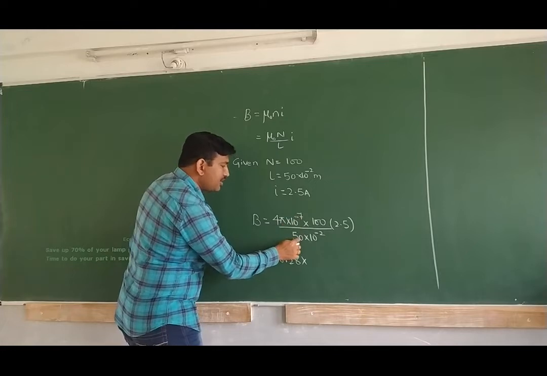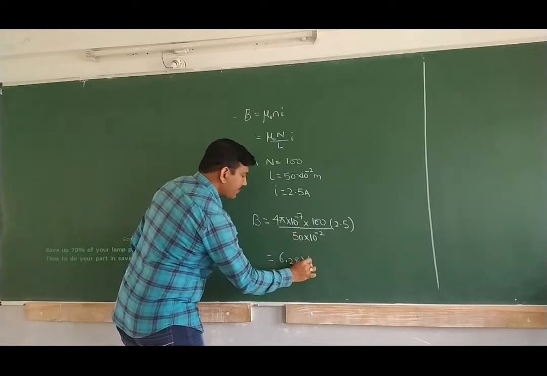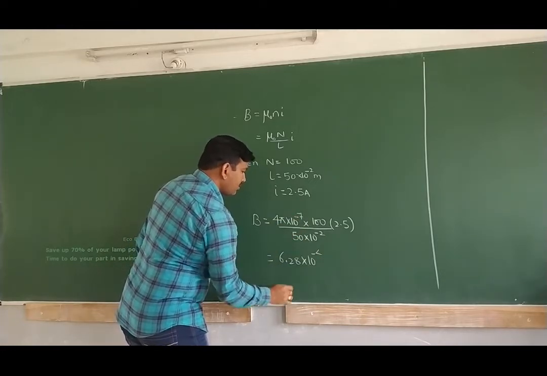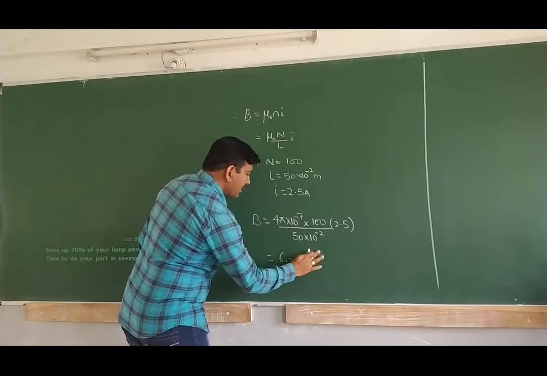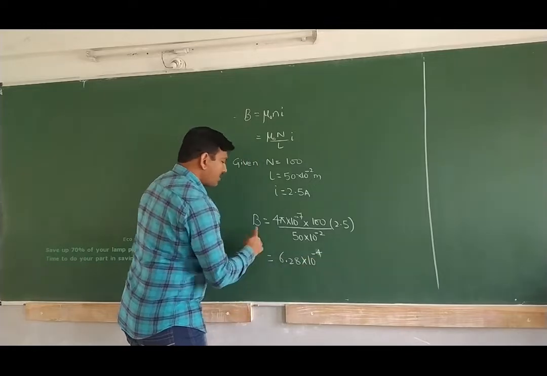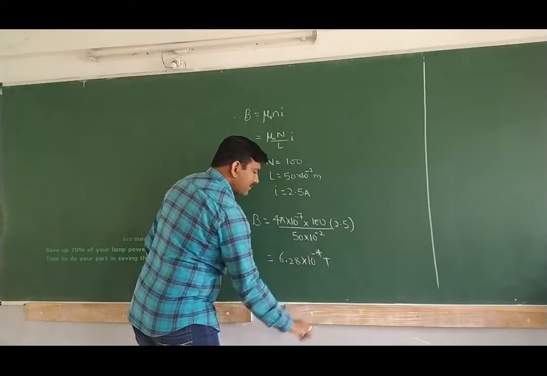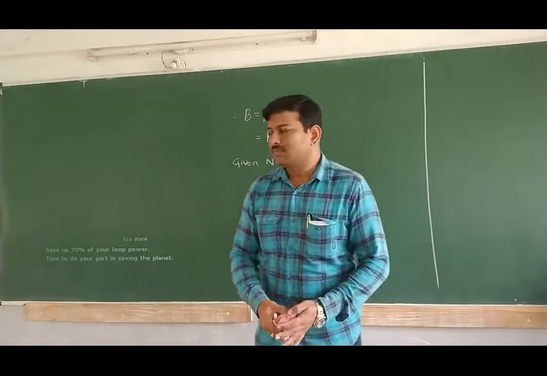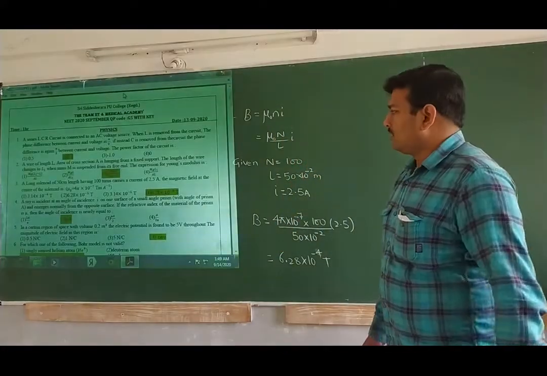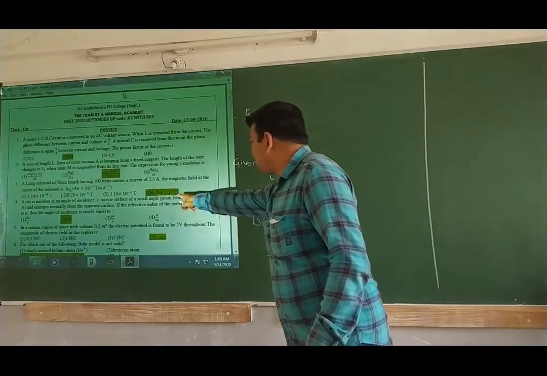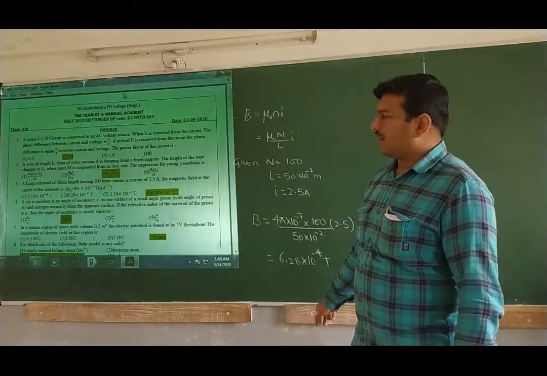10 power minus 3 here, into 10 is there. This goes up to 10 power minus 2, so 10 power minus 4 is there, by 10, 10 power minus 4. So what is the unit for magnetic field? Tesla. This will be the right answer. So the answer is 6.28 into 10 power minus 4 Tesla.